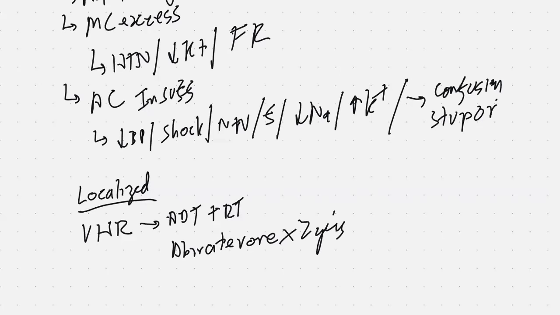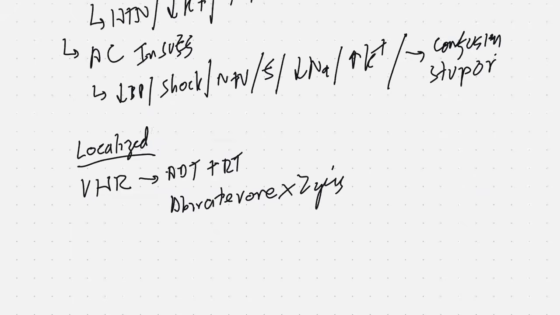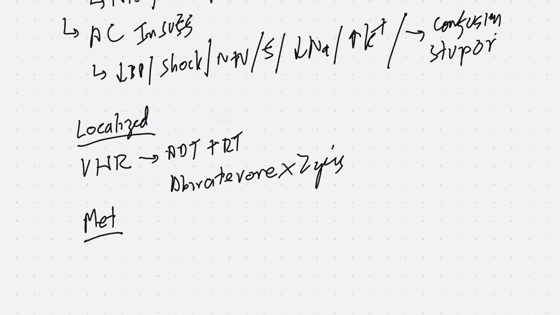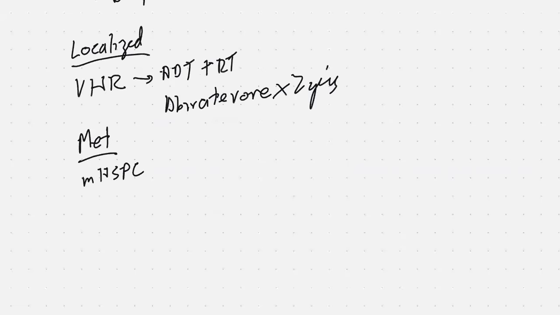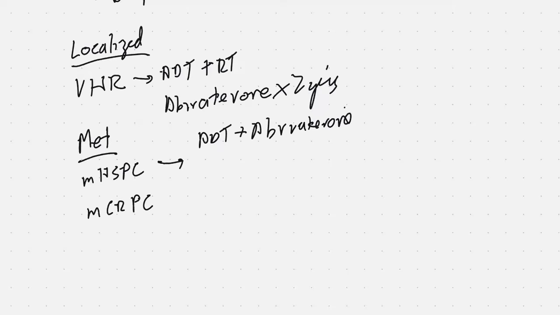Now, in the metastatic setting, we give it, right. In the hormone sensitive setting, we give it as part of a doublet with ADT, or we can give it as part of a triplet, ADT plus docetaxel.